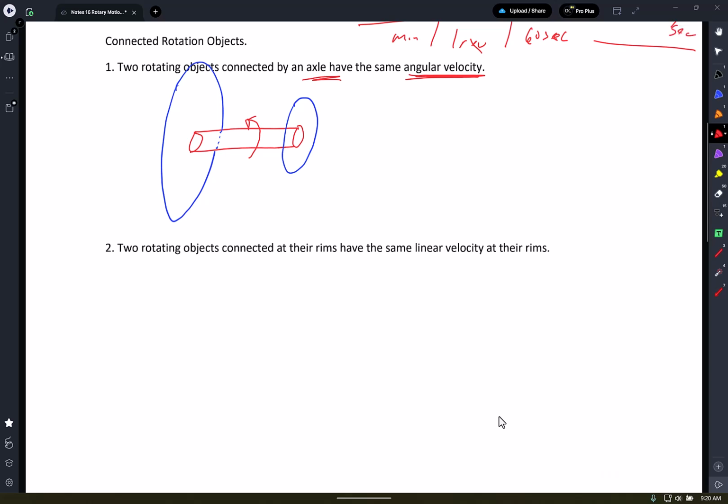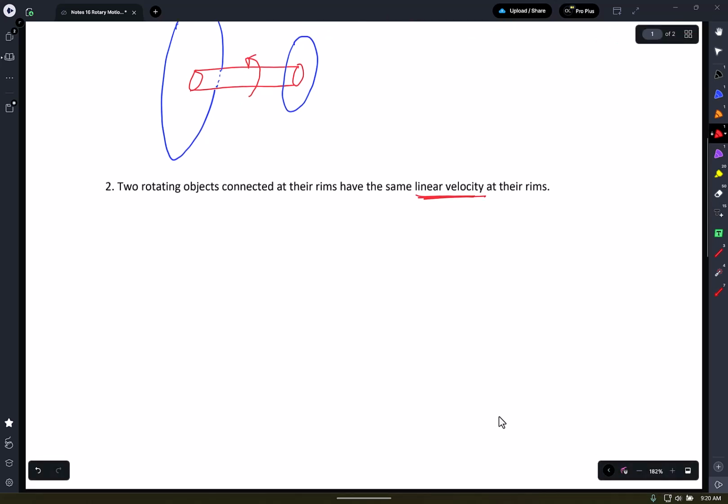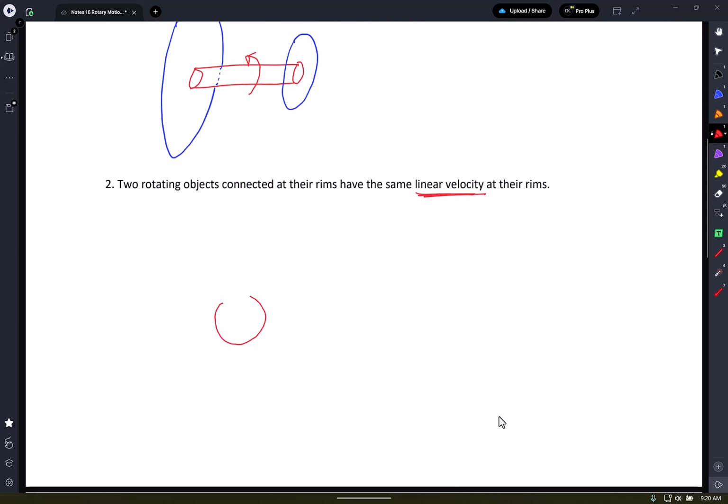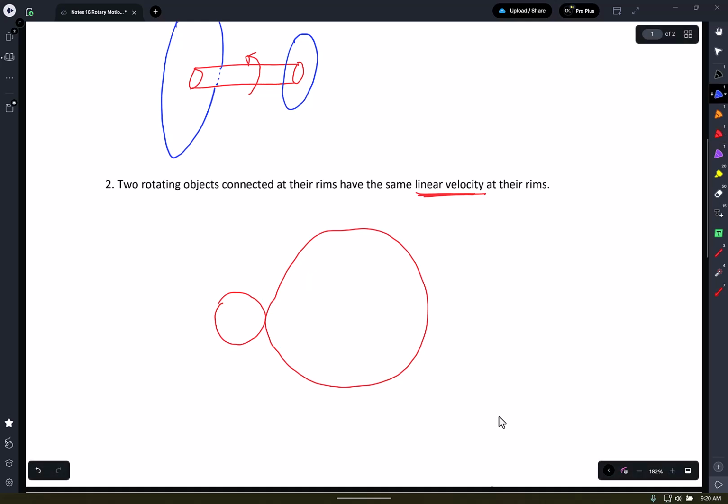Two rotating objects connected at their rims have the same, okay, look at that. Linear velocity. Why do they have the same linear velocity? Let's do a drawing because you guys are visuals. I'm going to draw a little circle, and I'm going to draw a big circle. If this is spinning this way, this one's spinning this way.